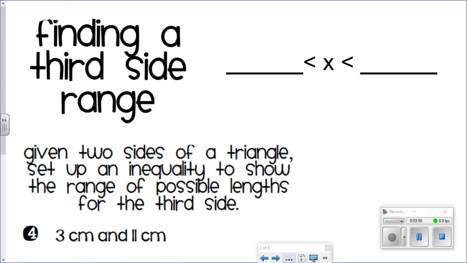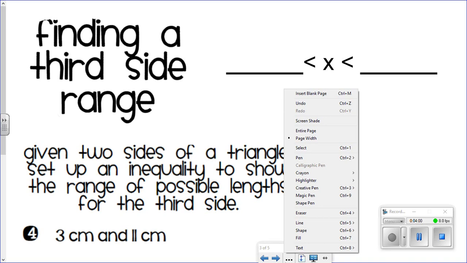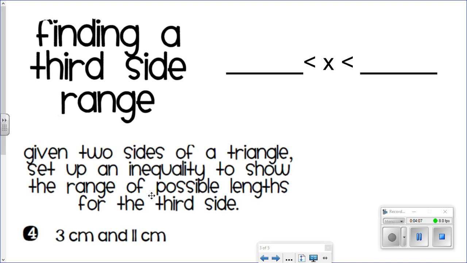Alright, so let's go on and talk about how to find the range of the third side. What this means is I was given two sides of a triangle, and I need to find all the possible values of the third side. Now, this isn't going to give you the exact third side, it's just going to give you the numbers that possibly can work. And so in order to do that, we're going to set up an inequality.